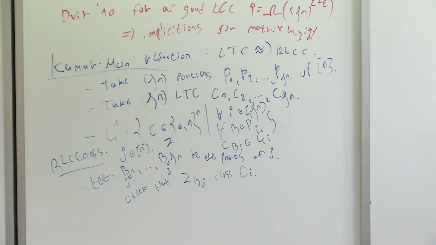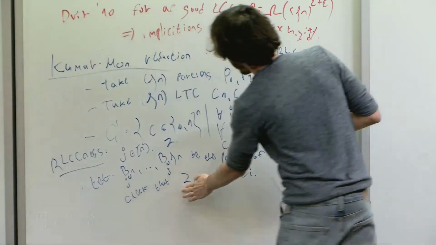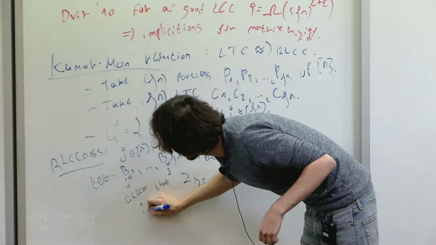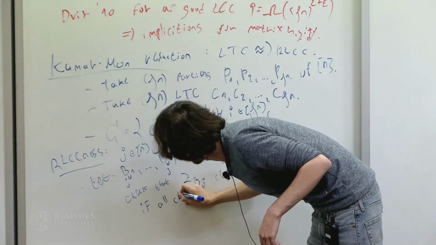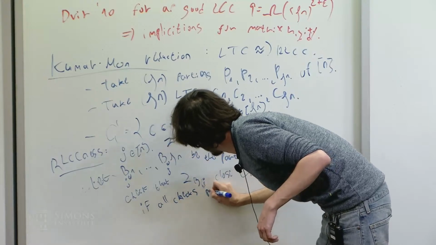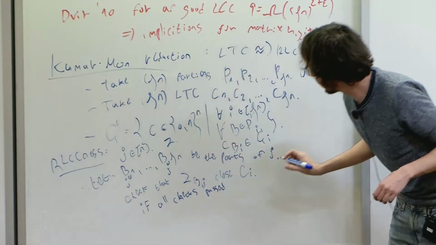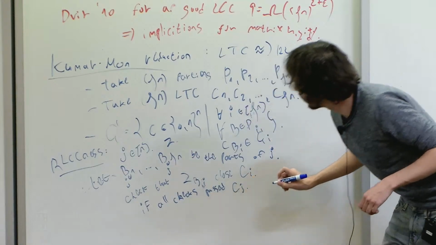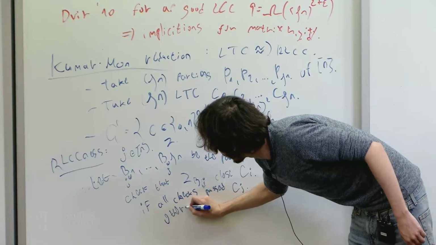What's the correctness? So I didn't say eventually, if all checks passed, we make an extra query, and we output C at location j, and otherwise, we output abort.